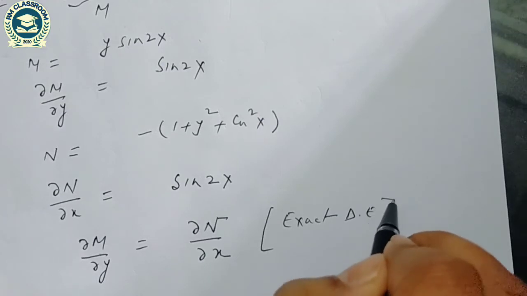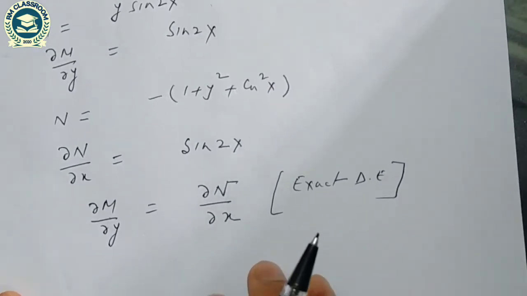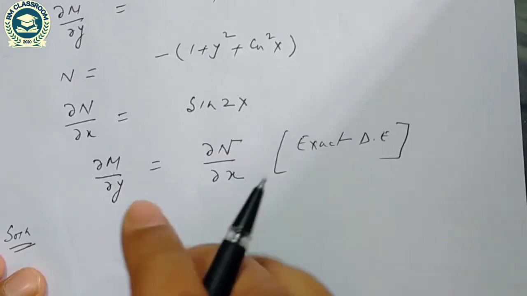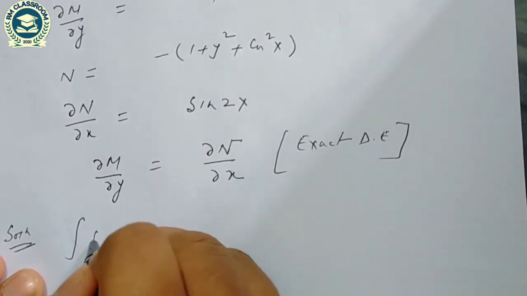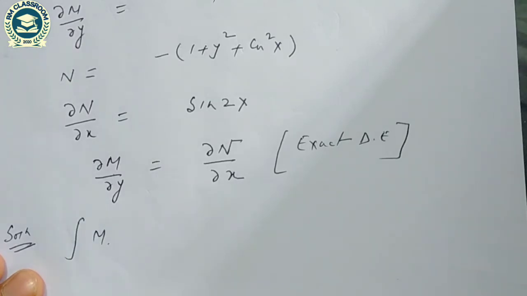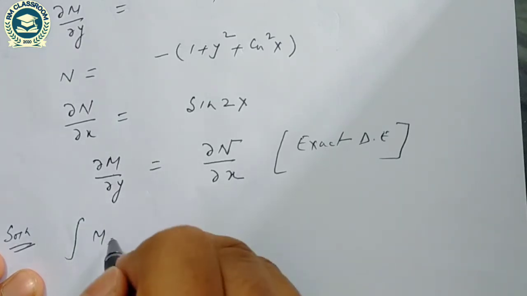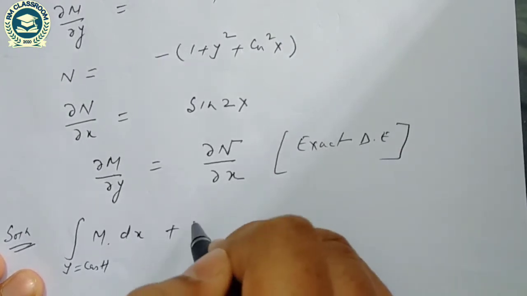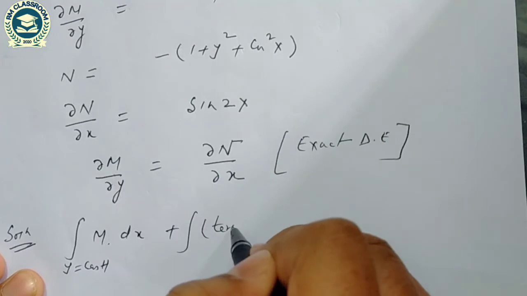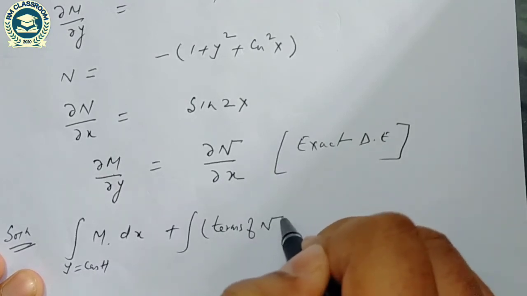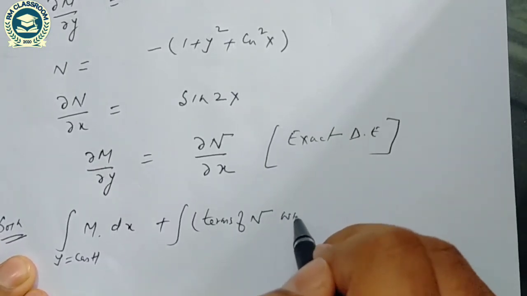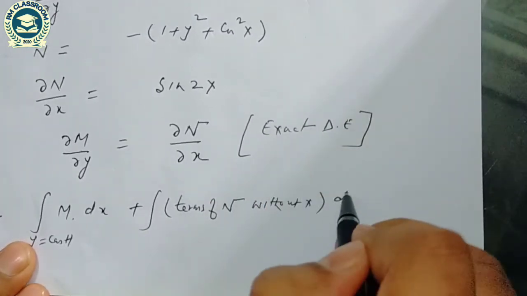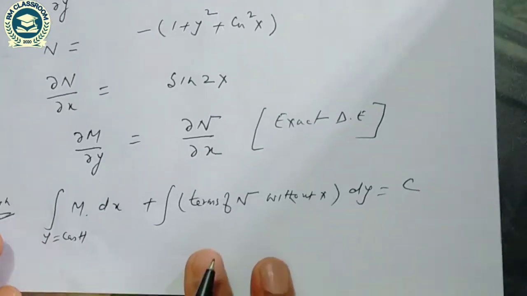So the solution of this exact differential equation is the integral of m into dx, where y is constant, plus the terms of n without x, into dy is equal to constant.